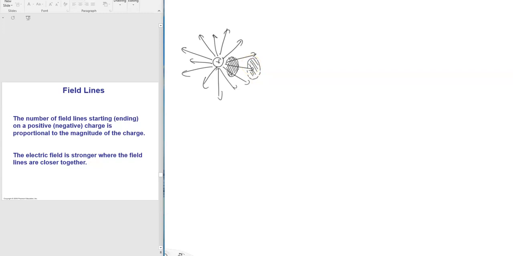More field lines in an area, the field is stronger. Fewer field lines, the field is weaker. So this is a good way of explaining the shape, the strength and all that. Okay, so these are simple things about electric field lines. What else do we have?